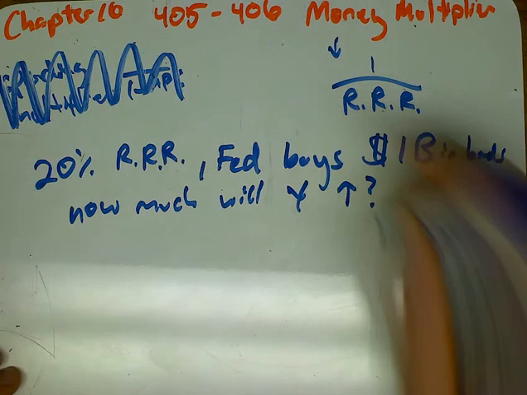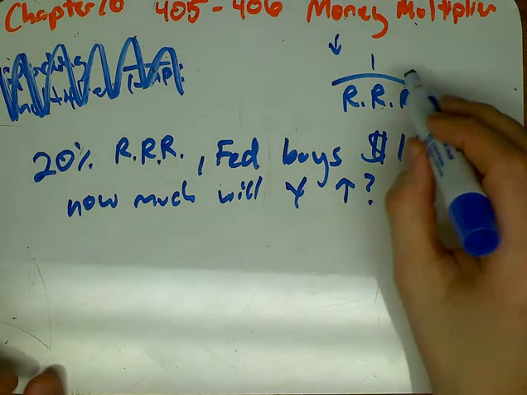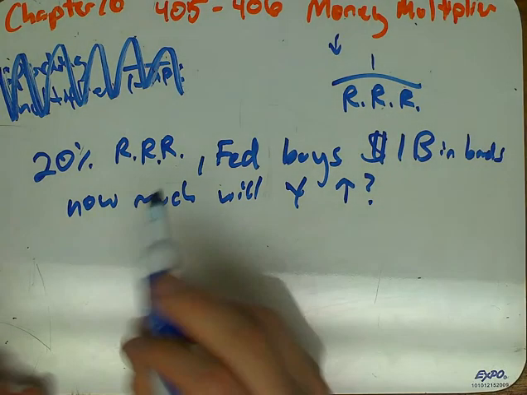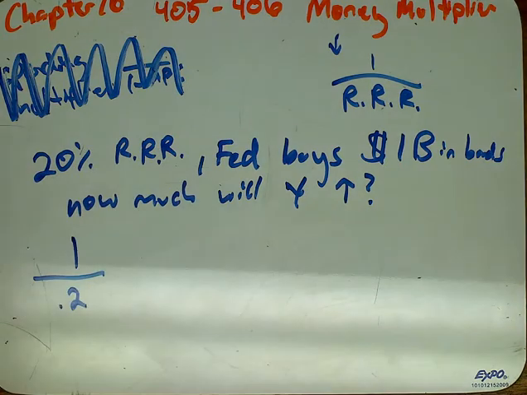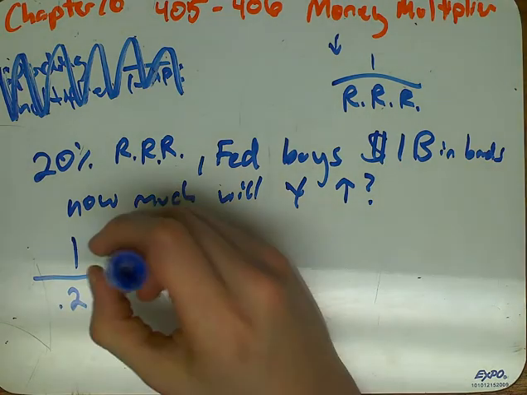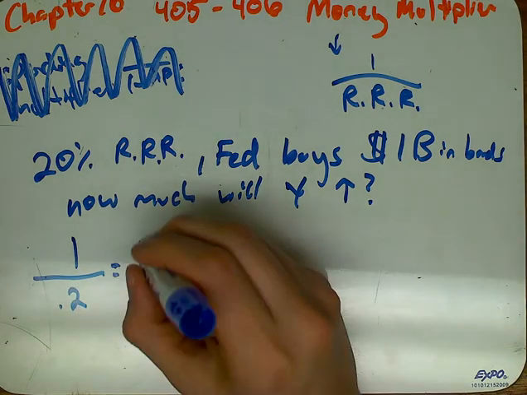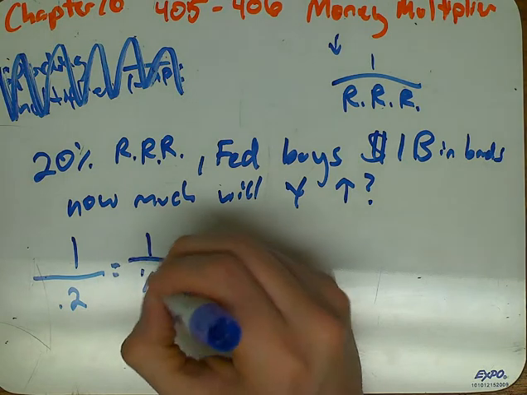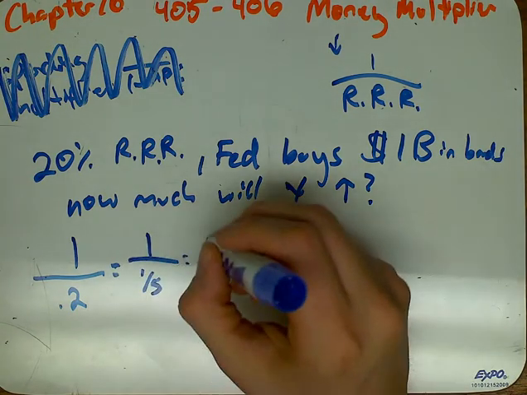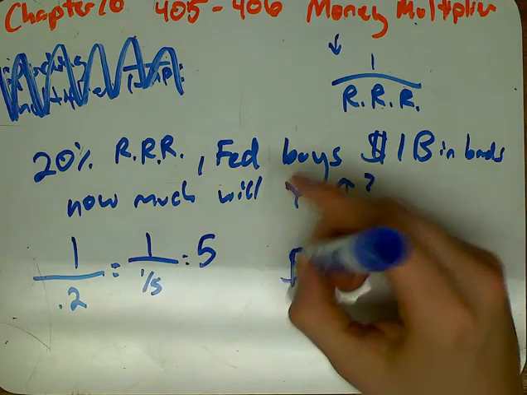This is a simple math problem, and you're going to see this on the AP test. If you remember, it's 1 over RRR, required reserve ratio, so it's 1 over 0.2, which is the same thing as 20%. That should be easy enough. If you don't know how to do that kind of math, then please come and see me. Additionally, we know that 0.2 is 2 out of 10, which is 1/5, so 1 over 1/5, so it's actually 5. So how much will GDP increase? Well, it will increase by $5 billion.